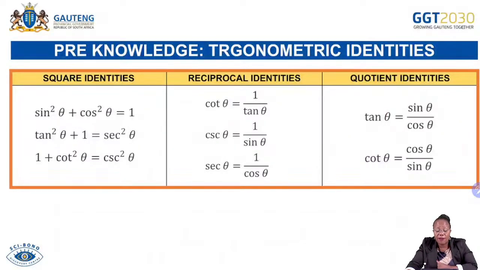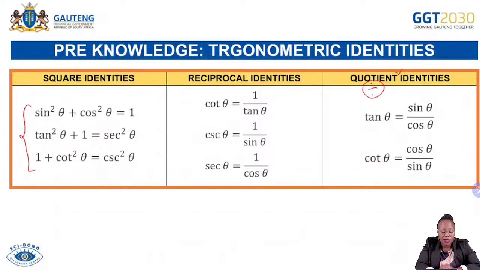Right, and then we have trigonometric identities. We are having 3 classes under this one. We have square identities, reciprocal identities, and the quotient identities. Remember, a quotient is an answer that you get when you divide. Okay, and then square identity, it works only if it has squares. Without squares, you cannot apply these identities. They work only if they have squares.